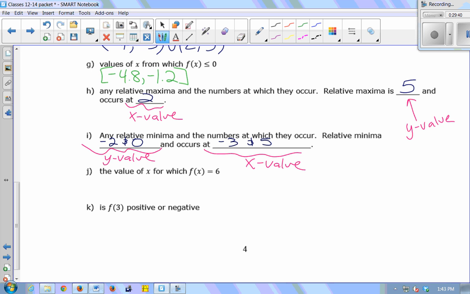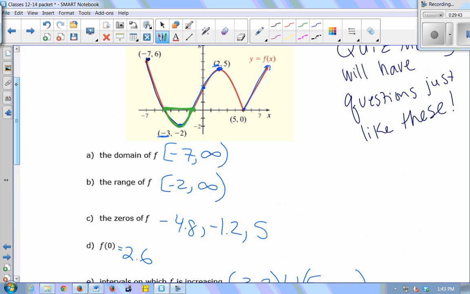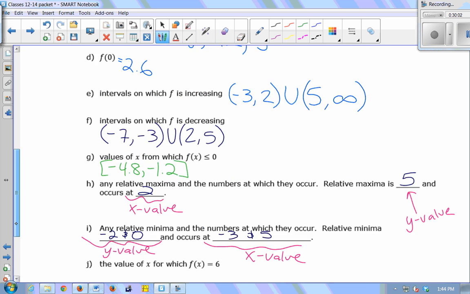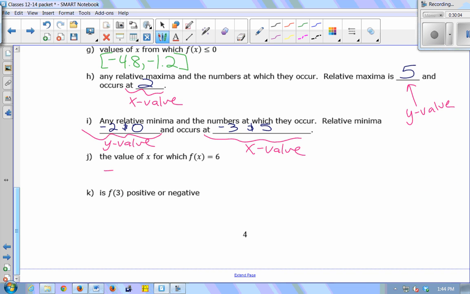Right, give me a value for x that has an f of x value of 6. Negative 7. Good. There might be another one over here. Maybe 8. That's a guess, right? Because that goes on forever, so it's gonna hit 6 again. Definitely negative 7. Negative 7 and approximately 8. Those are the x values that would give you 6.